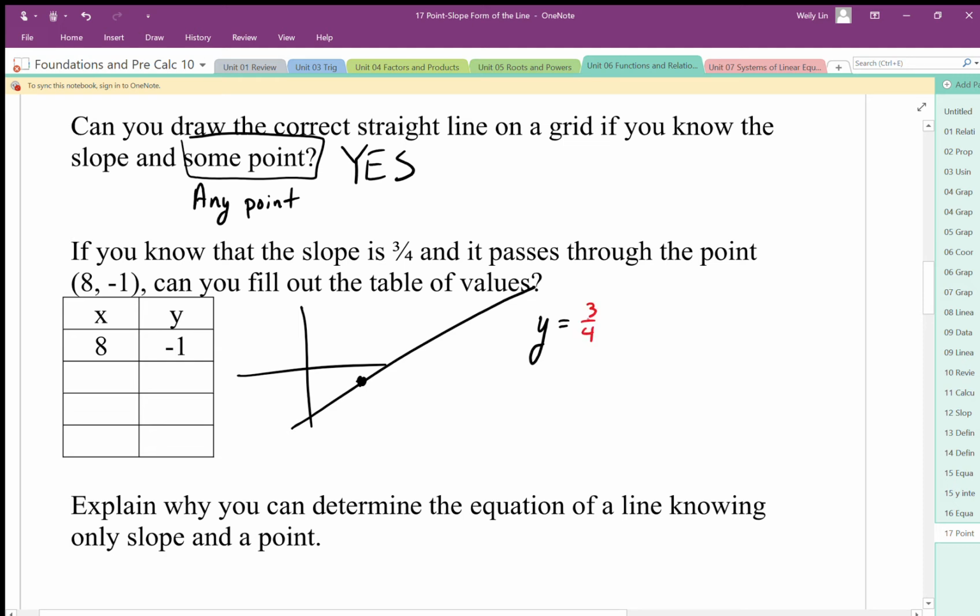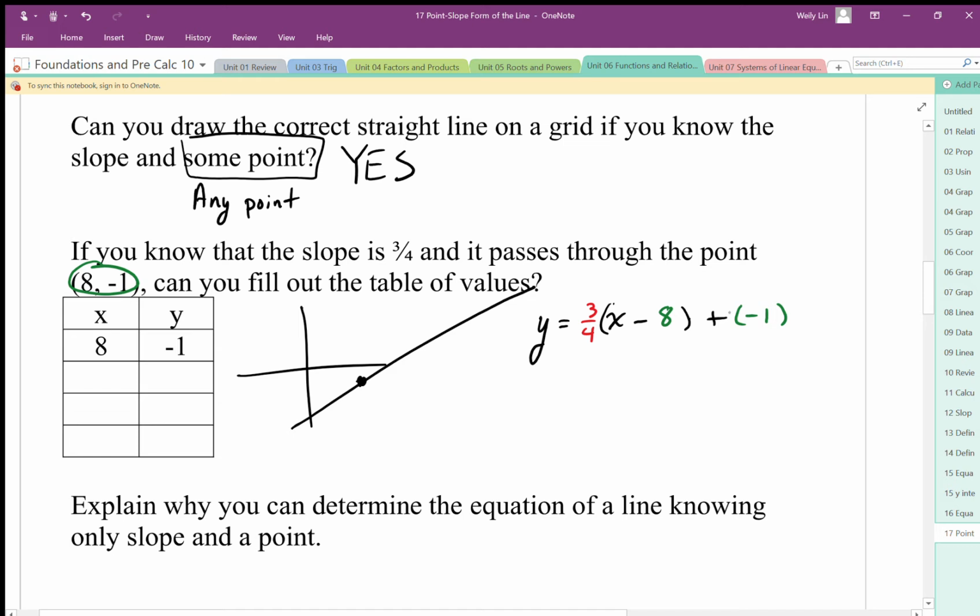3 over 4, x minus blank plus, okay, and all I do is plug in my coordinate that was given to me. x is 8, y is -1. And there it is, there's my equation.